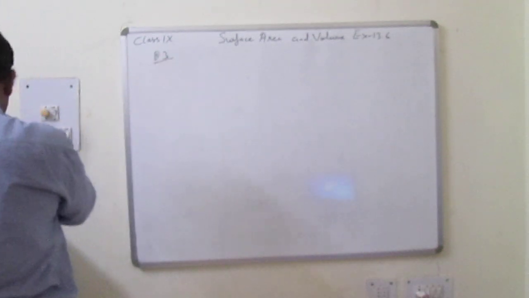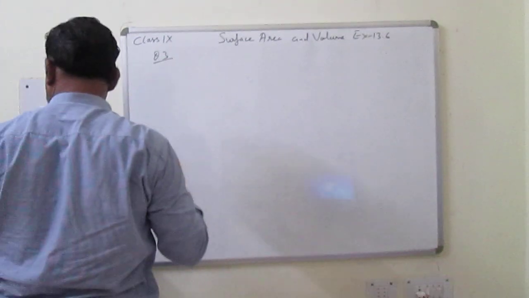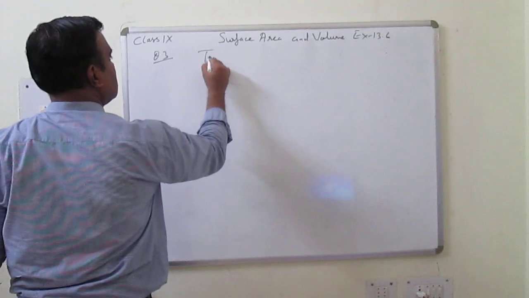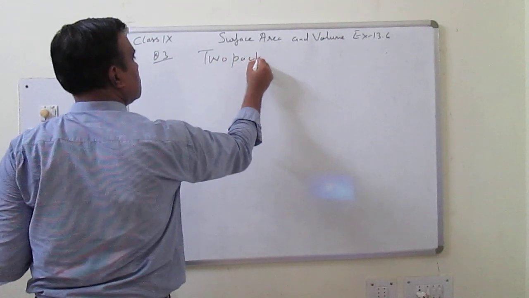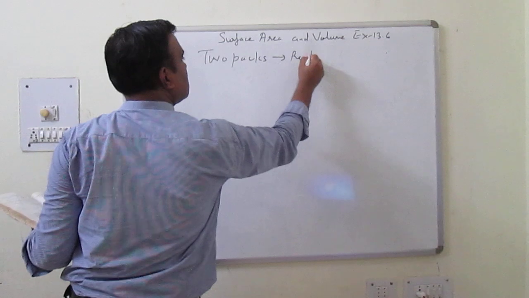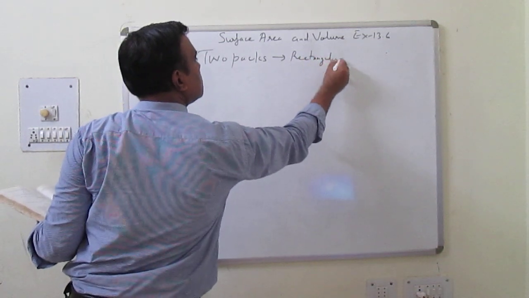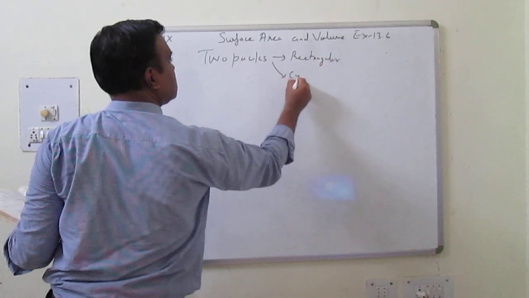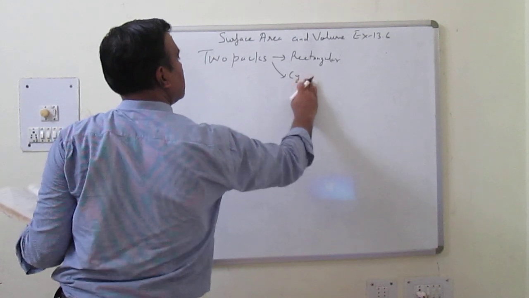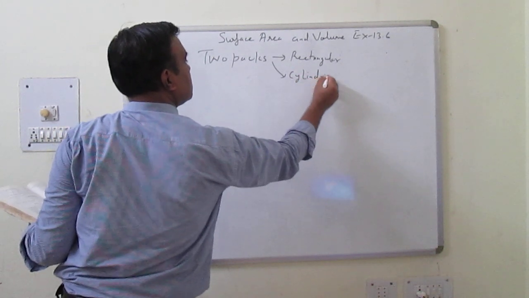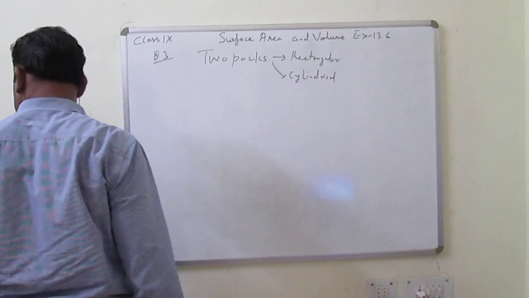Question third. A soft drink is available in two packs. Two packs: one is rectangular and the other is cylindrical. There are two types of pack, rectangular and cylindrical.